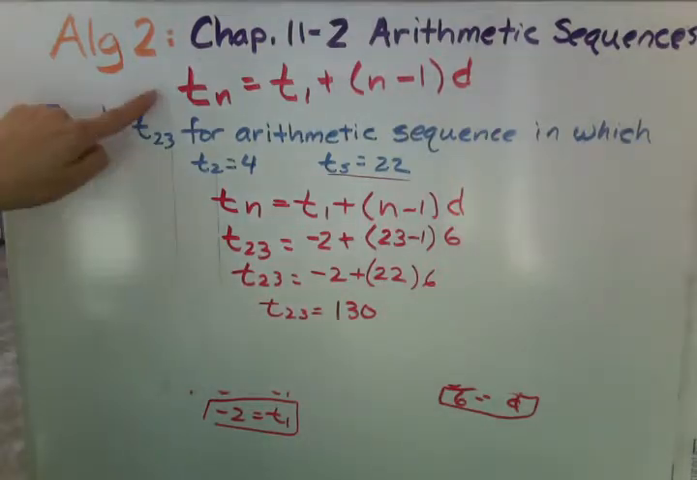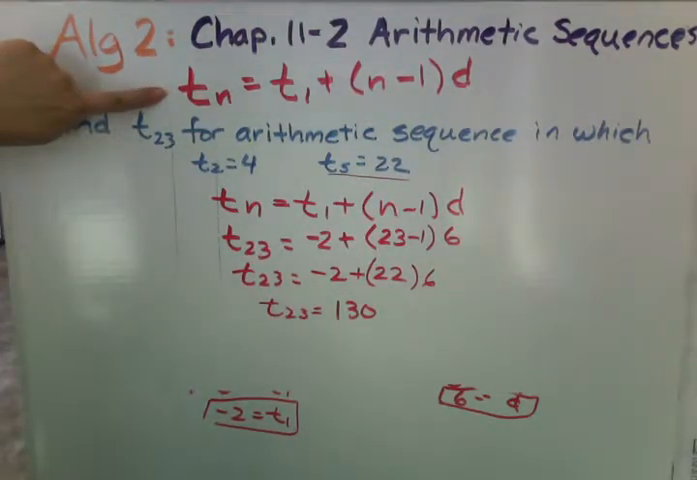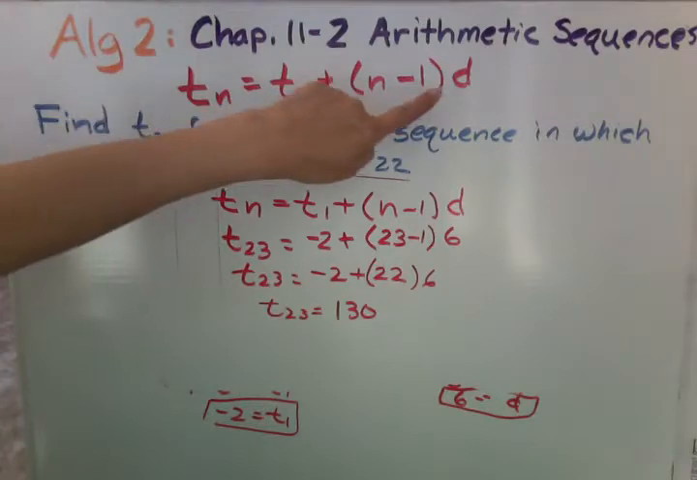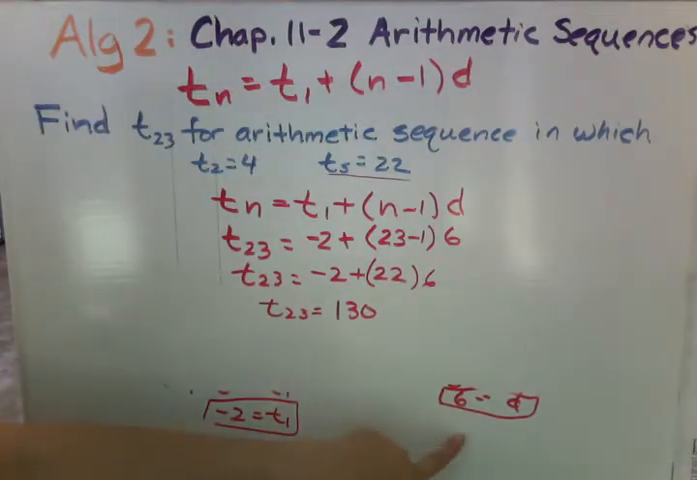So we just took the generic equation, and now that we have T1 and D, we can go ahead and plug that into our equation and find our 23rd term. So I would highly suggest that you watch this video a second time, or maybe 3 times, just to understand all the substitution that was needed just to get to this step. Okay?